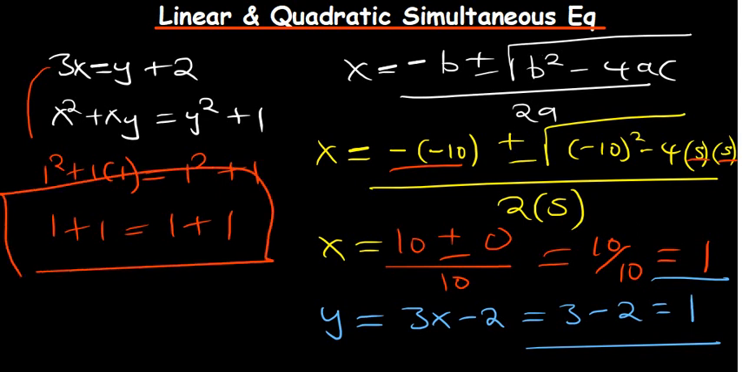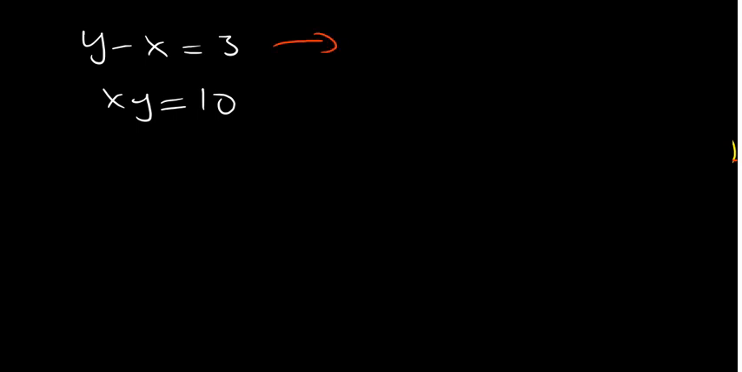Okay, let's look at another one. This is also very interesting. y minus x is equal to 3, and then xy is equal to 10. So this one is a two-way. So I can instead make y the subject right away. So y is equal to 3 plus x, right?